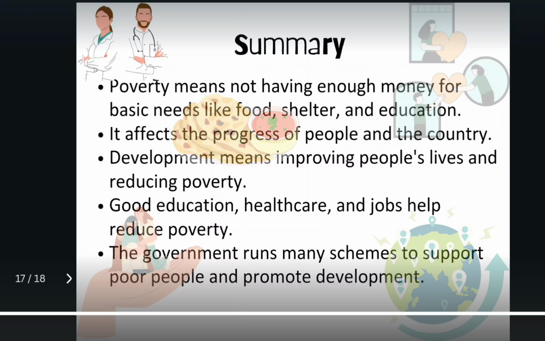Development means improving people's lives and reducing poverty. Good education, healthcare, and jobs help reduce poverty. The government runs many schemes to support poor people and promote development.